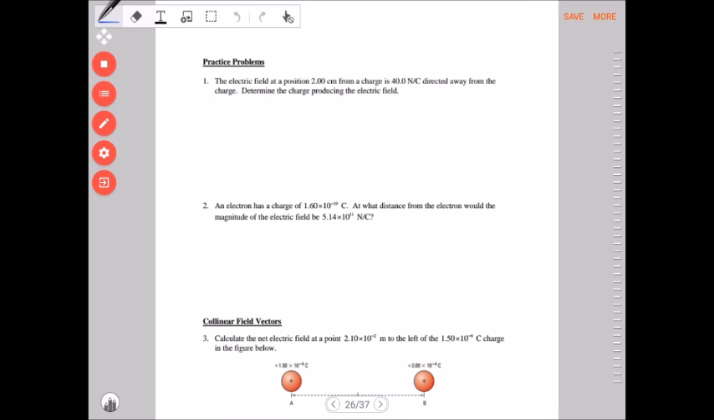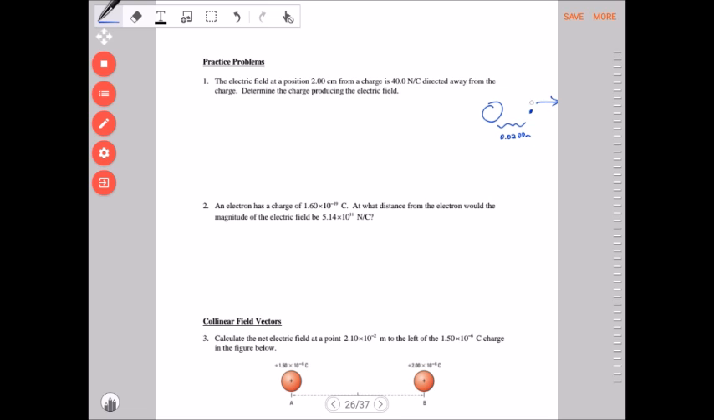Number 1. The electric field at a position 2 centimeters from a charge is 40.0 newtons per coulomb directed away from the charge. Determine the charge producing the electric field. Okay, so look, I've got this charge, and I don't even know if it's positive or negative yet, but we'll get there. Okay, electric field 2 centimeters away from it. So let's say 2 centimeters, let's put that there. So this is 2 centimeters or 0.0200 meters. Okay, and it is directed away from the charge, so it's going this way.